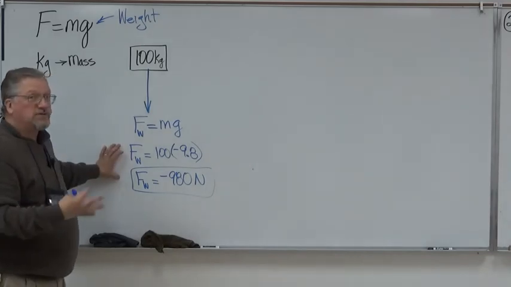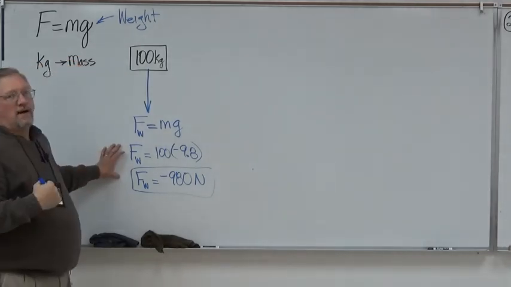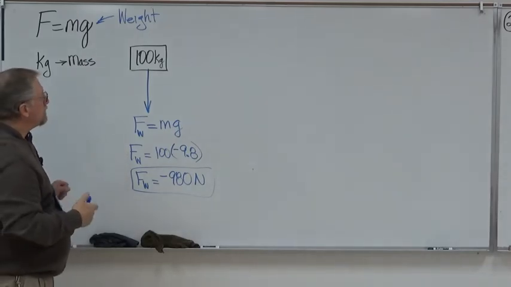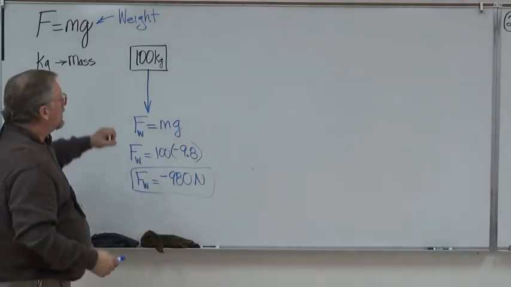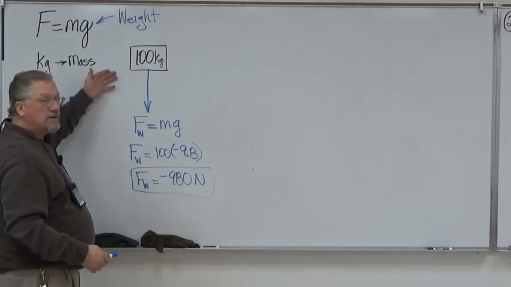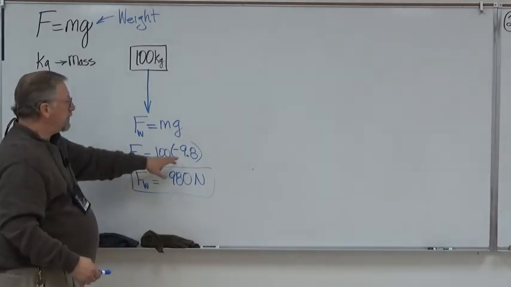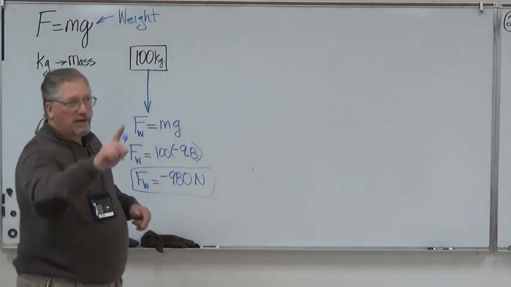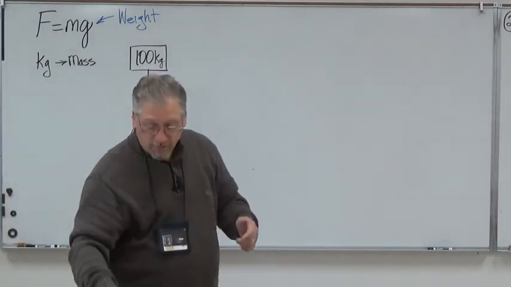So mass is the amount of material that's in an object. Weight is how much the Earth is pulling on that mass. And if you have the weight of an object and they ask you to find its mass, of course you do just the opposite. Instead of multiplying by 9.8, you'll just divide by 9.8, and then you'll have the mass of it.